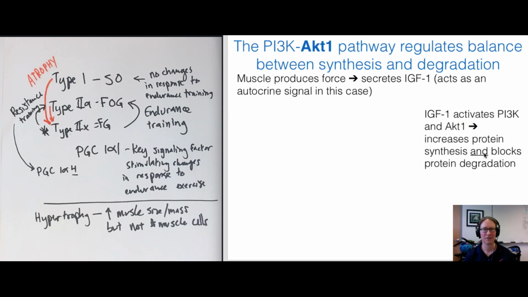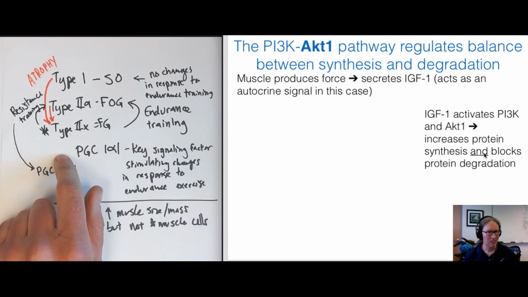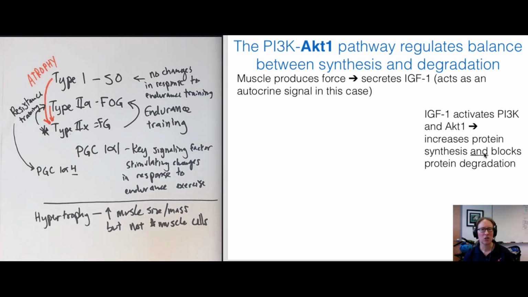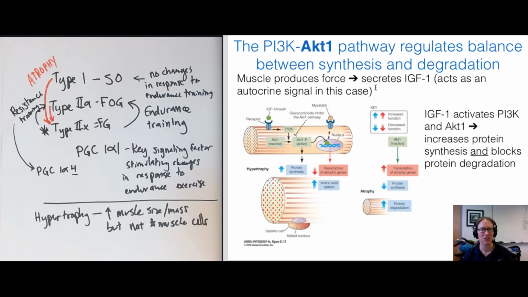So in addition to the PGC1-alpha-1 and PGC1-alpha-4 signaling factors, the overall pathway that regulates the balance between synthesis and degradation within muscles is a pathway known as the PI3K-AKT1 pathway. So to give us a sense of how this works, as a muscle produces force, a muscle will then secrete IGF-1, so insulin-like growth factor 1, right? And IGF-1, in this case, will act as an autocrine signal on the muscle, right? So it produces force, squeezes out IGF-1.